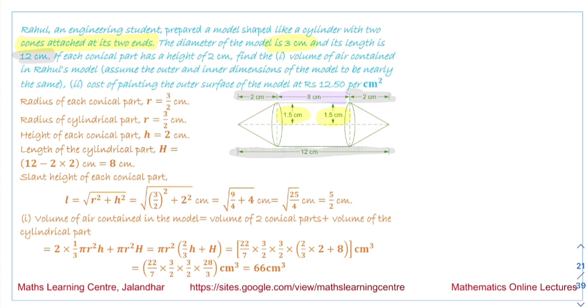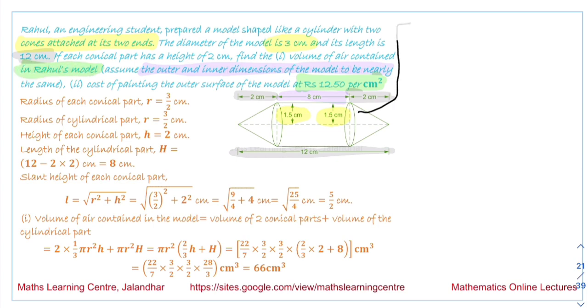We have to find the volume of the air contained in Rahul's model. So we are saying that the inner and outer dimensions of the model are almost equal, and we have also to calculate the cost of painting this model at the rate of rupees 1.50 per centimeter square. It means we have to calculate the volume first. To find the volume of the air in the model means we have to find the volume of this model.